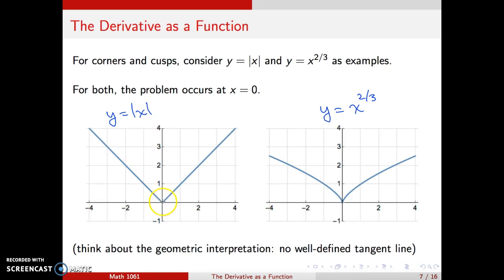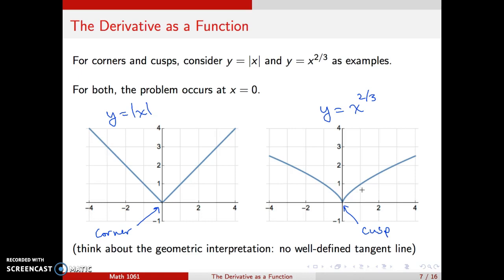And in both cases, we've got a problem at 0. Now this is continuous everywhere. It's defined everywhere. So no problems there, but we've got a corner here. And we've got what we call a cusp here. It's like a curved corner, you might think.